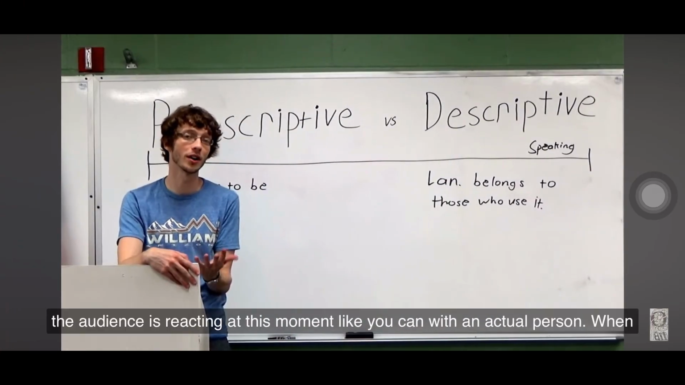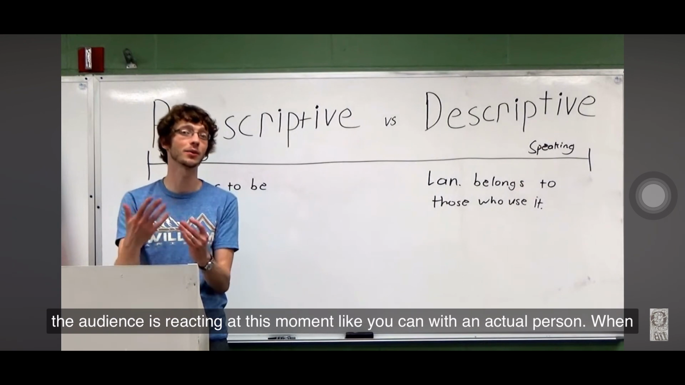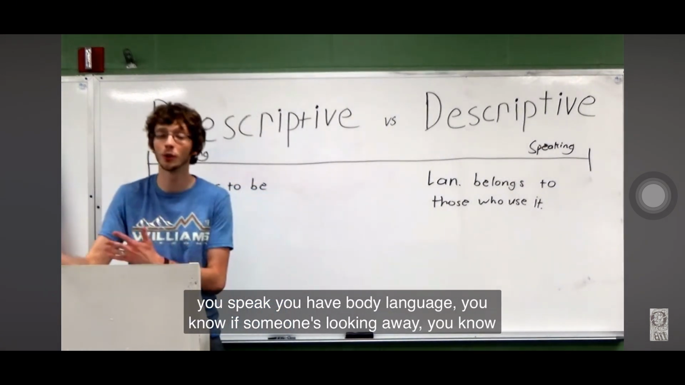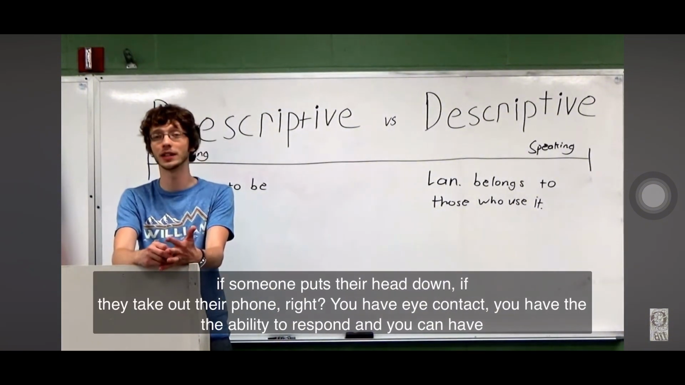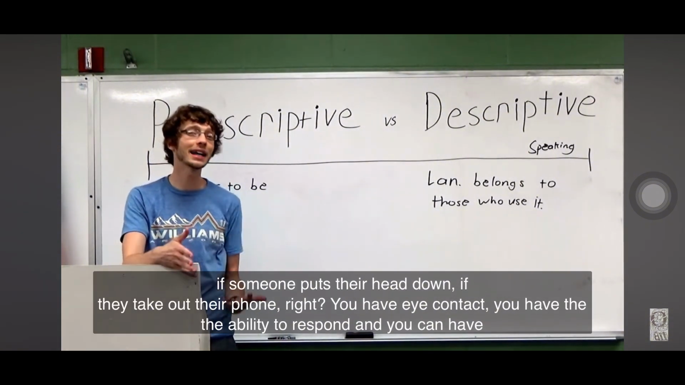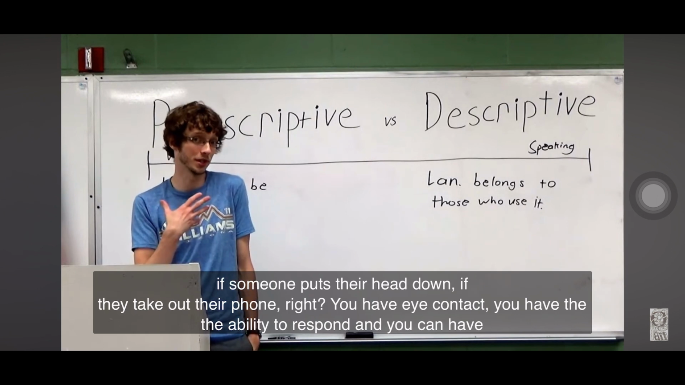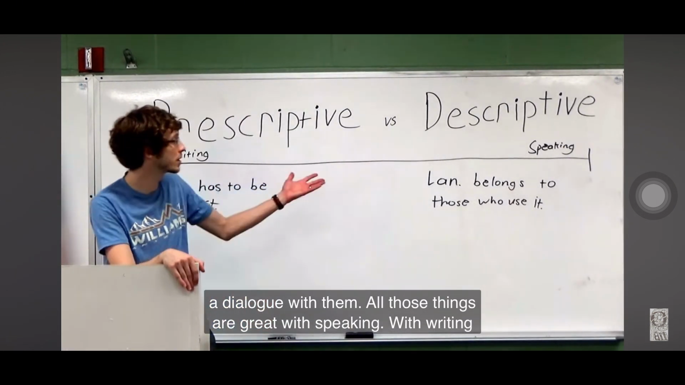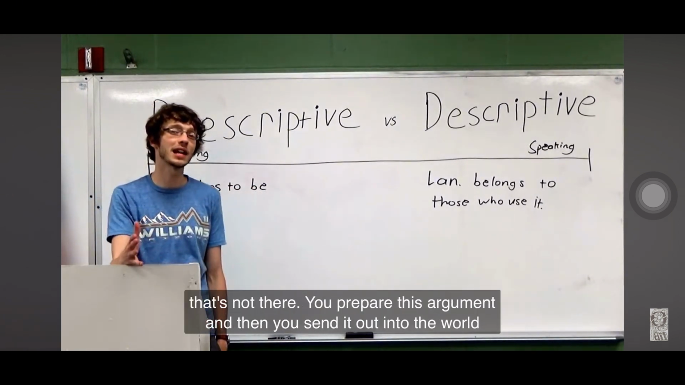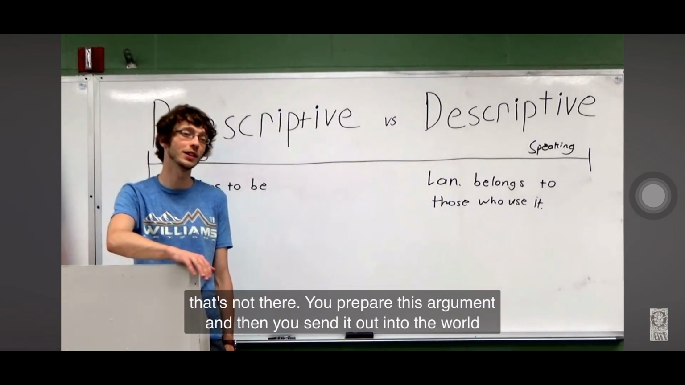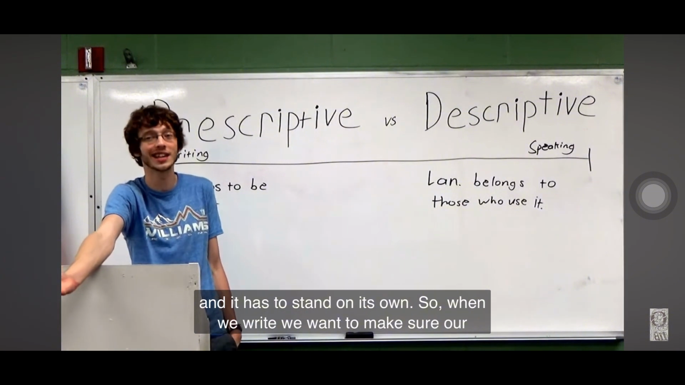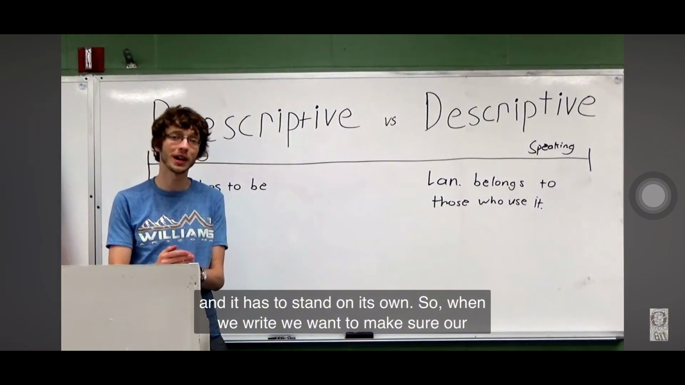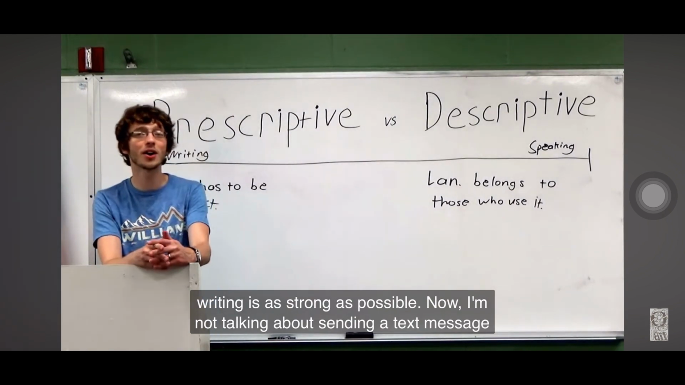You can't gauge how the audience is reacting at this moment like you can with an actual person. When you speak, you have body language, you have if someone's looking away, if someone puts their head down, if they take out their phone, right? You have eye contact, you have the person with the ability to respond, and you can have a dialogue with them. All those things are great with speaking. With writing, it's not there. You prepare this argument and then you send it out into the world and it has to stand on its own. So when we write, we want to make sure our writing is as strong as possible.